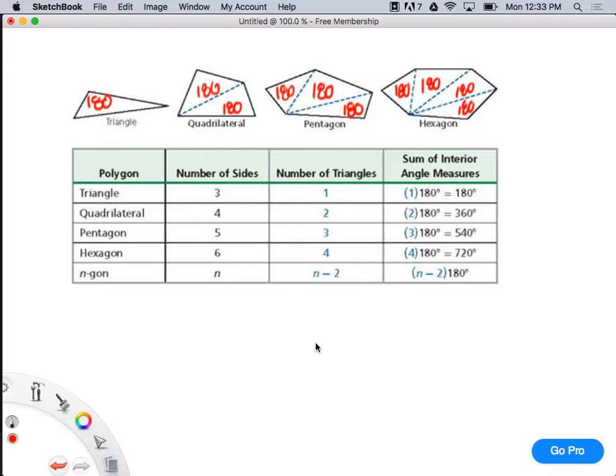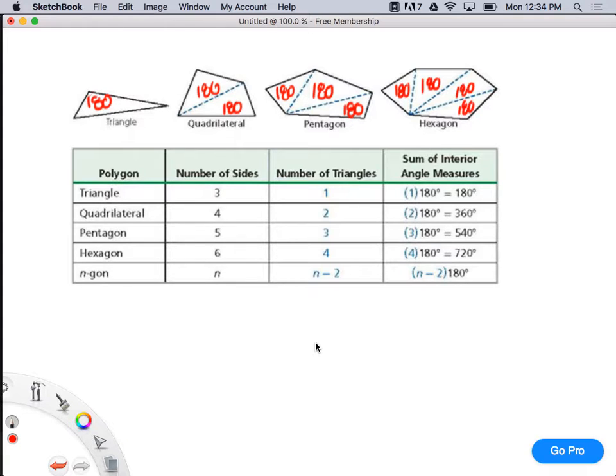So if I have n sides, I have n minus 2 triangles, right? And then depending upon the number of triangles that I have, that's what I multiply by 180 to get the sum of the interior angles. Is that pretty clear? So if I have 6 sides, it means I have 4 triangles. The sum of the interior angles is 4 times 180. Does that make sense?